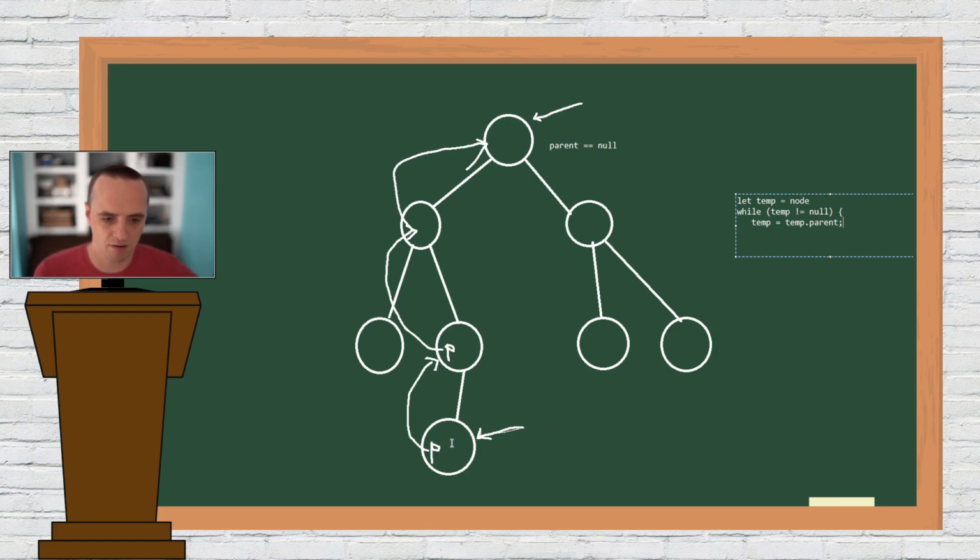And so here, if this is currently temp, we take temp's parent, and now temp is equal to this one. Is temp equal to null? No, it's not. So we take temp's parent and we go up to this one. Is temp equal to null? No, it's not. We take temp's parent. We go up to here. Is temp equal to null? No, it's not. We take temp's parent. Oh, look, the parent is now null. Okay? Okay, so that is how you get back to the root.